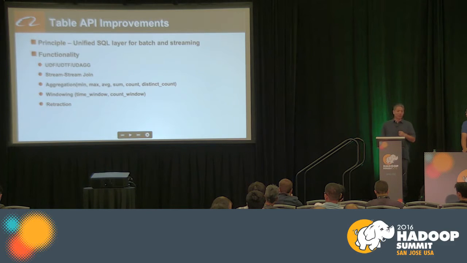Next, we also introduced a set of important built-in aggregations in our system. The more difficult one is probably distinct count, which is non-trivial to do, because that also requires you to keep a lot of states. In terms of windowing, we added the support for time window and the count window for now. In the future, we may extend it to add more comprehensive support. And finally, the interesting thing is about retraction.